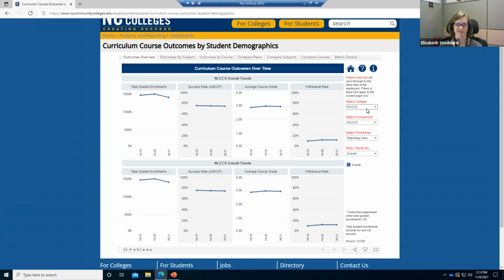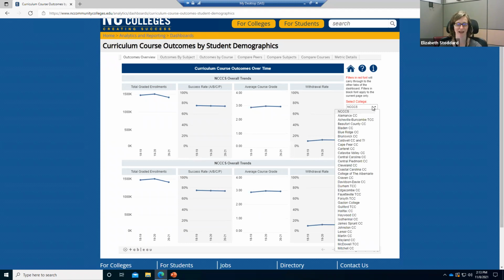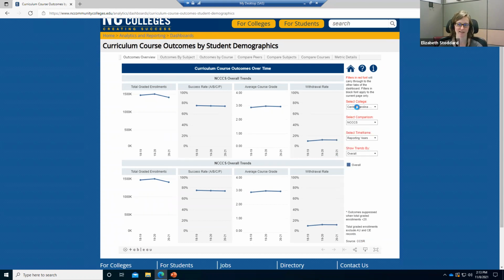We can start by selecting a college from this first filter up here that says select college. And I asked Jairo ahead of time if I could use Central Carolina, and he agreed. So thank you, Jairo, for letting me use your college as I walk through the functionality of this dashboard. So I'm going to select Central Carolina from this top filter here.